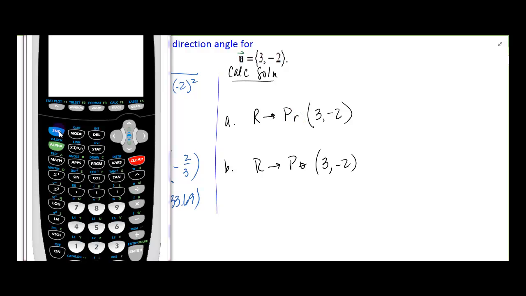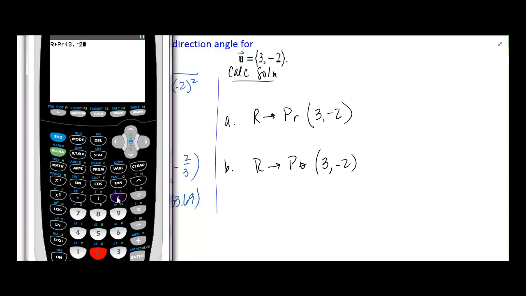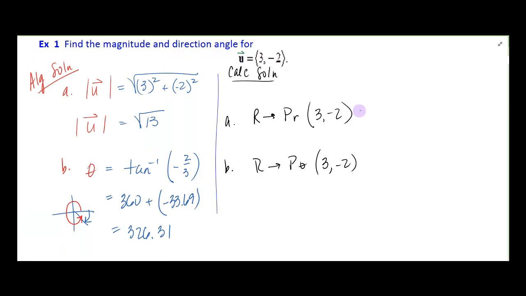And I find this by going to second, apps, which is my angle mode, and I'm going to choose option number 5. And from here, I would enter in 3, -2, close the parentheses, and it returns for me the decimal value of 3.61. Now that is actually the decimal value of the square root of 13. So these are the same answers. This would be the exact answer. This would be an approximate.